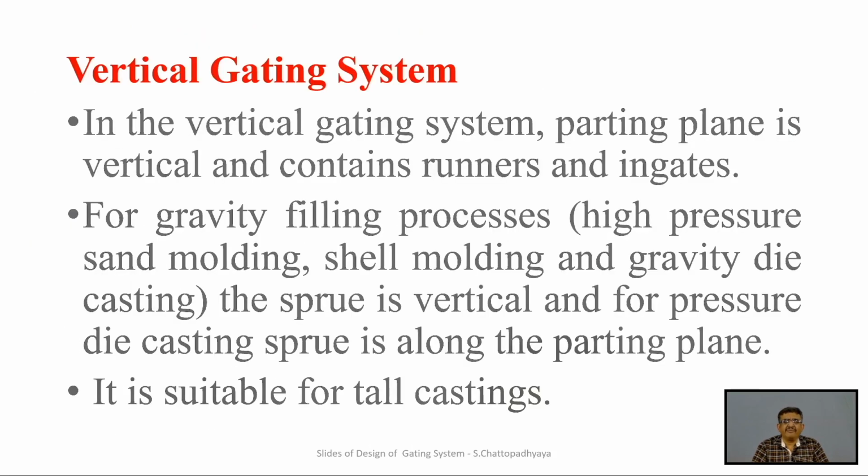And there is another variety, the vertical gating system, where the parting plane is vertical, the parting line is vertical, and it contains runners or ingates. So every time this gating system contains runners or risers, but the only thing is that it is vertical because the plane is vertical. It is used for gravity filling with high pressure sand molding, and the sprue is vertical. For pressure die casting, the sprue is along the parting line. So whether it is gravity feed or pressure fed, the gating system will be designed accordingly and is suitable for all sorts of castings.